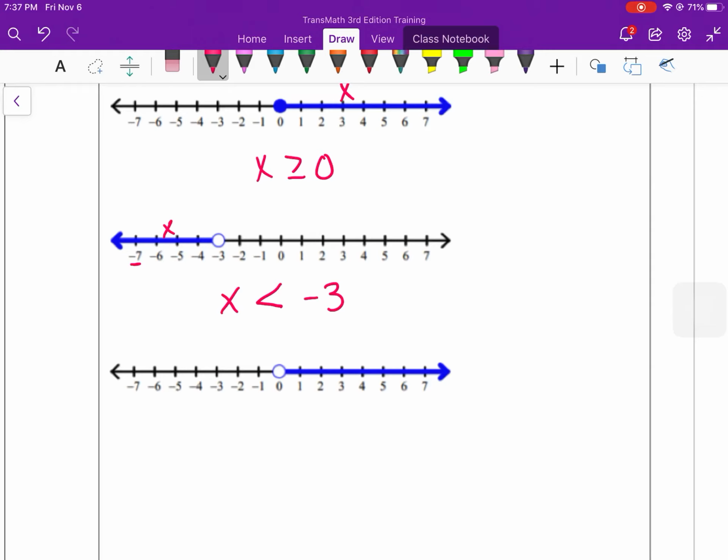And then the last one, it's at 0. It's going to the right, which means greater than. The values get bigger as you go to the right, smaller as you go to the left. So greater than 0. They're open circles, so no equal to. So writing inequalities from a graph.